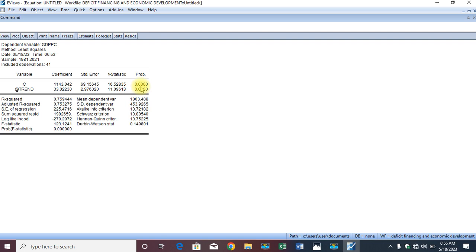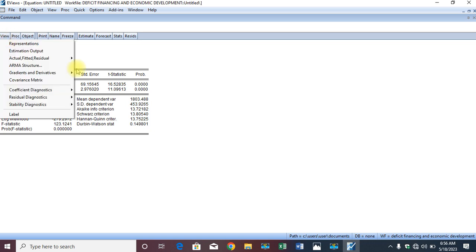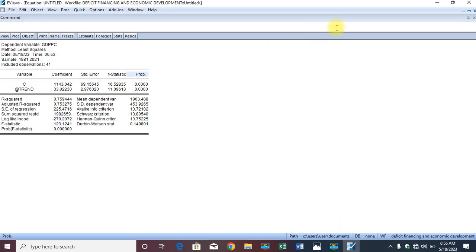So basically, this is how we decide if a variable has a constant and trend. And this is the first condition for normalization of the time series data. In this regard, we are working on GDPPC. Okay, after regressing, you are supposed to difference.